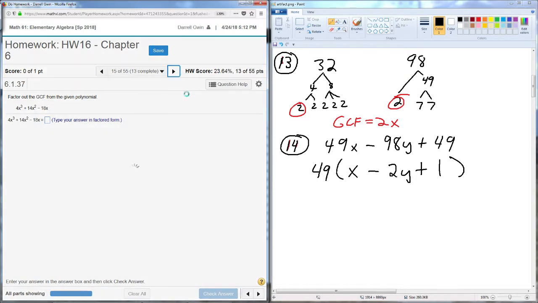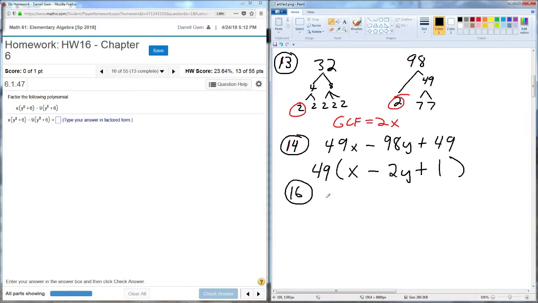I'm going to skip this one. The GCF is y to the power of 8 in number 16. So you have one term here, a second term here. They both have y to the 8 plus 6 in common. The leftover always goes in parentheses, so it's x minus 9 left over.